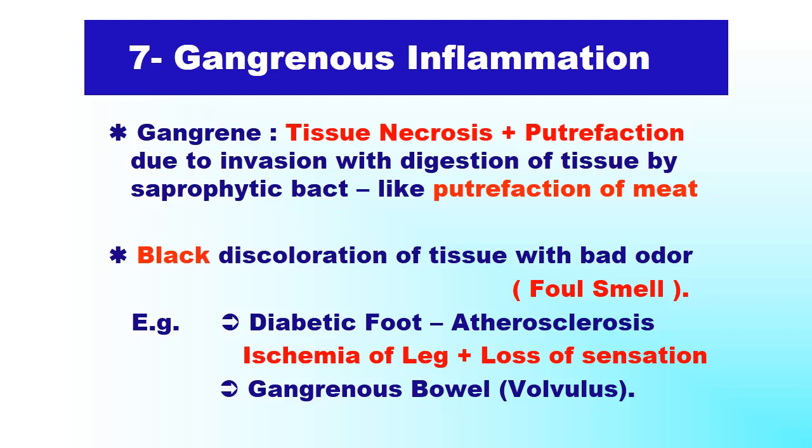Diabetic patients usually develop atherosclerosis of blood vessels of the lower extremities, leading to ischemia of the lower extremities or leg, in addition to peripheral neuropathy with loss of sensation in the foot and toes. So, any trauma or injury to the foot or toes with infection may cause diabetic foot with gangrene, as in neglected cases or neglected patients. Another example of gangrenous inflammation is gangrenous bowel, the volvulus.